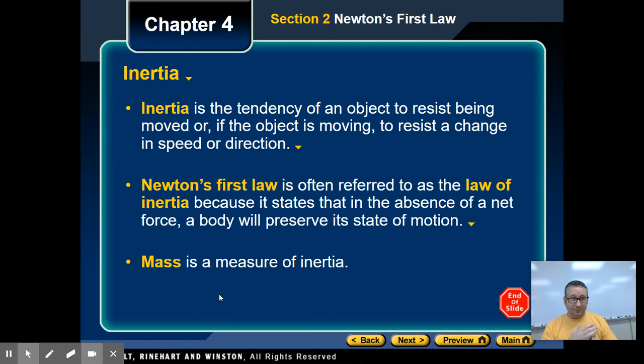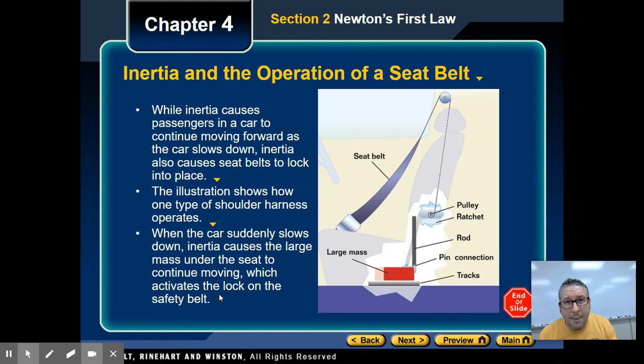Now, mass is a very important measure of inertia. Think about a semi-truck compared to a sports car. The semi-truck has a much larger mass, and therefore it's going to have a much more difficult time changing its state of motion because it has to counteract all that mass as being moved. So, again, mass is a huge component of a measure of inertia.